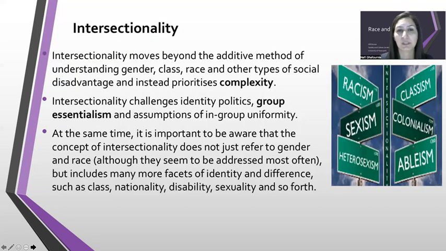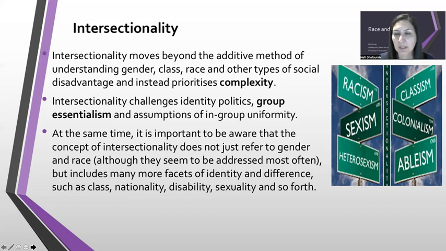So intersectionality moves beyond the additive methods of understanding gender, class, and race and other types of social disadvantage, and instead prioritizes complexity. It's really interesting that intersectionality looks at the complex system of oppression and discrimination. It challenged identity politics, group essentialism, and the assumption of in-group uniformity.